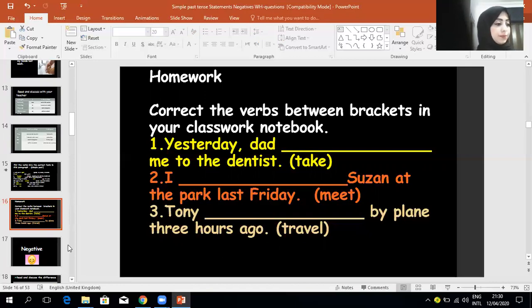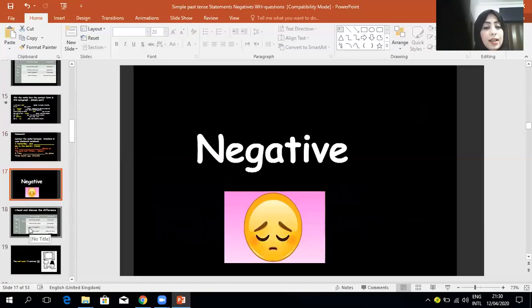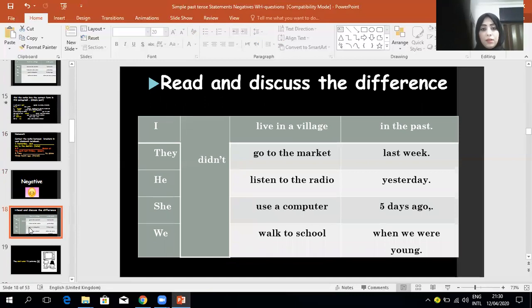Now, teacher, we finished statements. Now, let's get started with simple past tense negative sentences. It's so simple. We have one rule. Before the verb, we put did not, and we change the verb into base form, into simple form, infinitive verb. So read and discuss the difference.